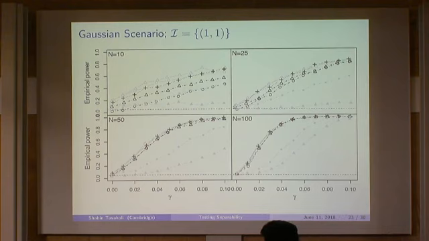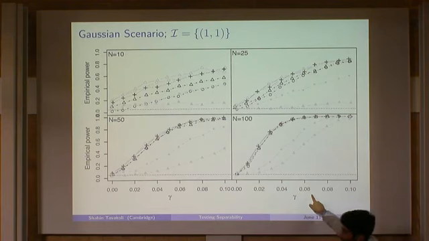So I highlighted 3 of the tests. One is this one, which is based on the central limit theorem. For sample sizes n equals 10 and 25, you're not respecting the level of the test. But as your sample size grows higher, you're respecting the level of the test, and you also have increasing power as the departure from separability increases.